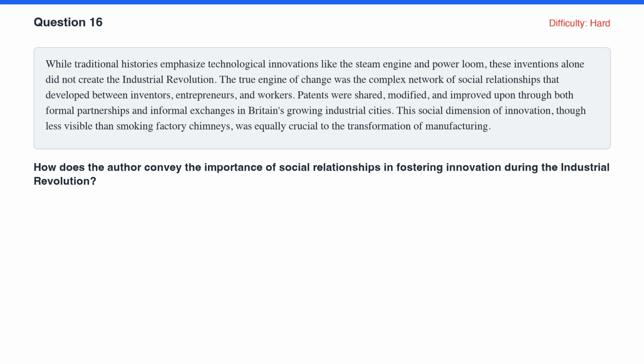Question 16 of 25. Another hard one. This passage is titled The Unseen Force of Innovation. The question asks how the author conveys the importance of social relationships in driving innovation during the Industrial Revolution. We need to identify the rhetorical strategy at work, not just the topic itself.